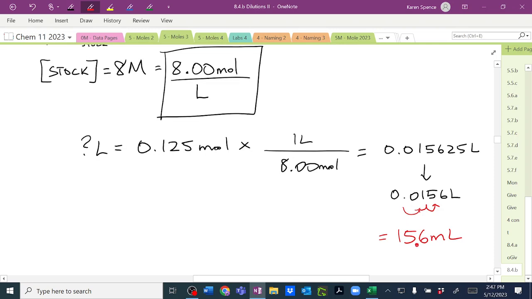And 15.6 milliliters is a nice number. That's something where I could go and get my 25 milliliter graduated cylinder and measure that out, and I could pour it into my flask, and then I could dilute it. Yes? All right. Homework is there. Like I said, we're doing nothing with density, okay, because we don't want to.